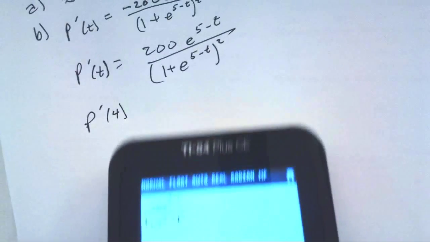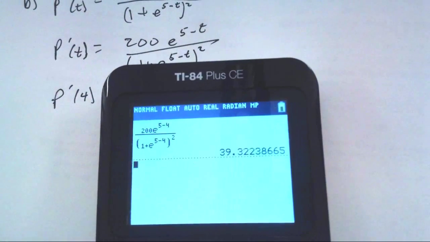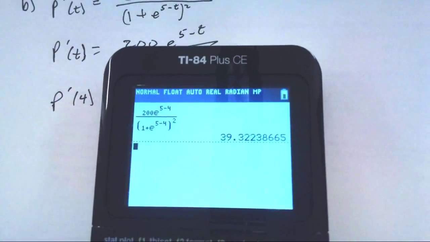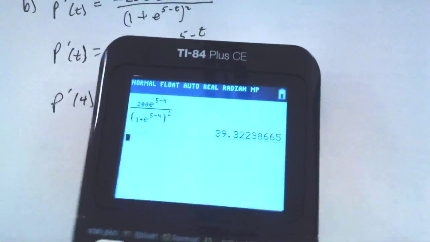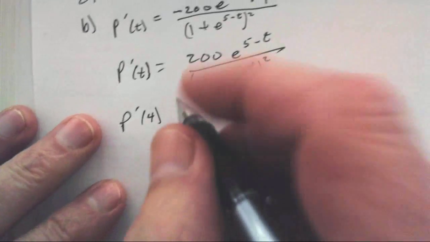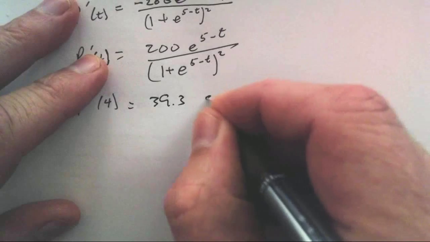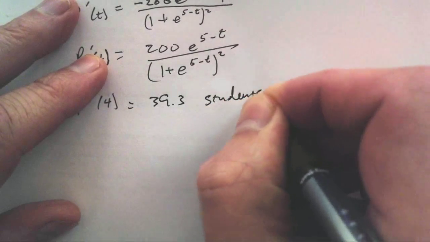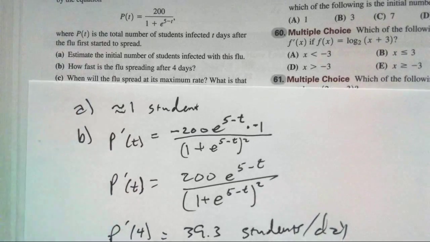Okay, so we're trying to find the rate after 4 days, and we enter, and our rate, holy cow, the school is in an epidemic here. About 39.3 students per day. So B, 39.3 students per day.